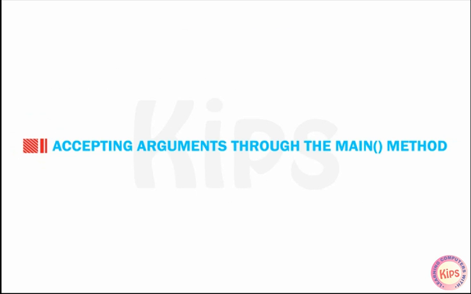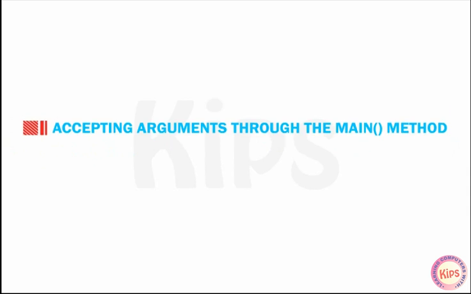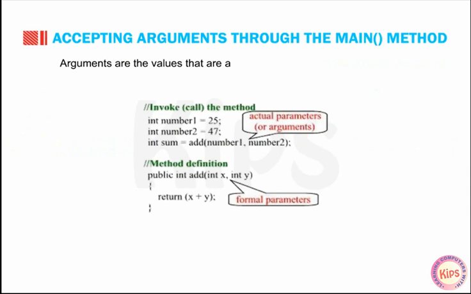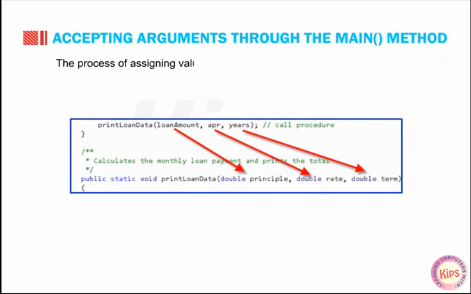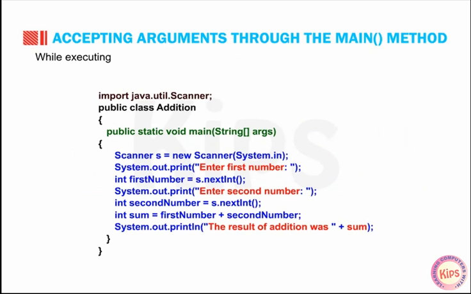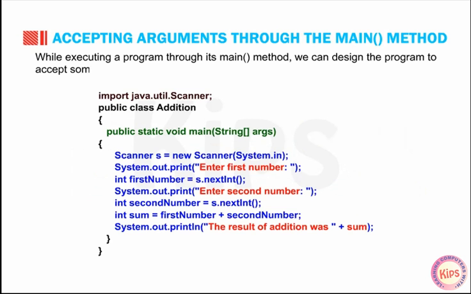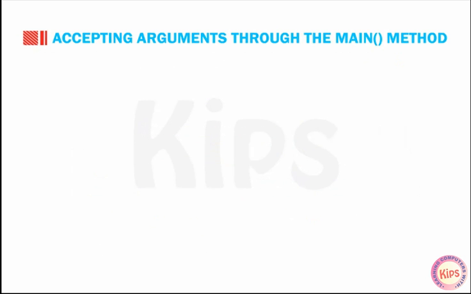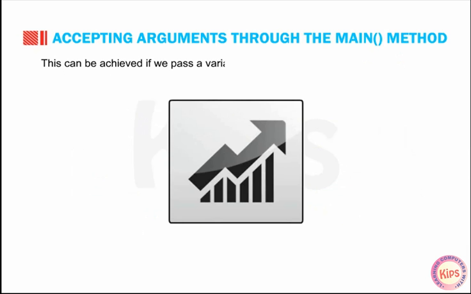Students, let us understand how to accept arguments through the main method. Arguments are the values that are assigned to a method or function as input. The process of assigning values to a method is called passing arguments. The output of the method or function is based upon these inputs. While executing a program through its main method, we can design the program to accept some arguments from the user. This can be achieved if we pass a variable as an argument to the main method.